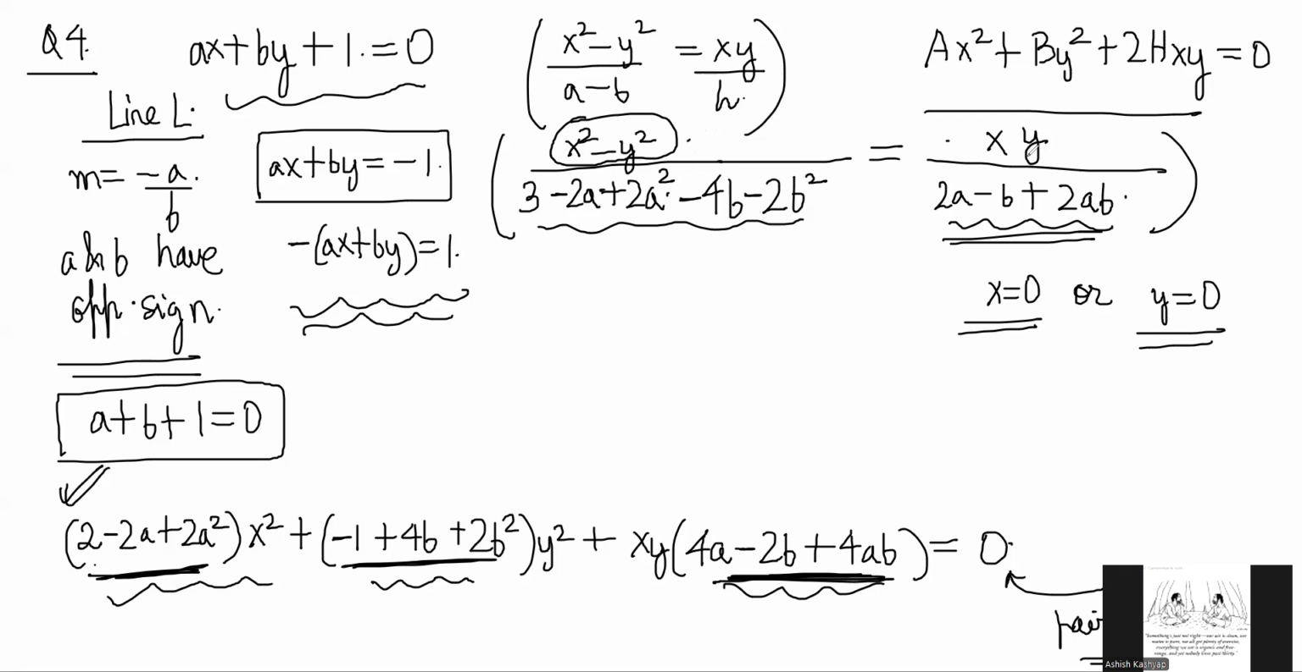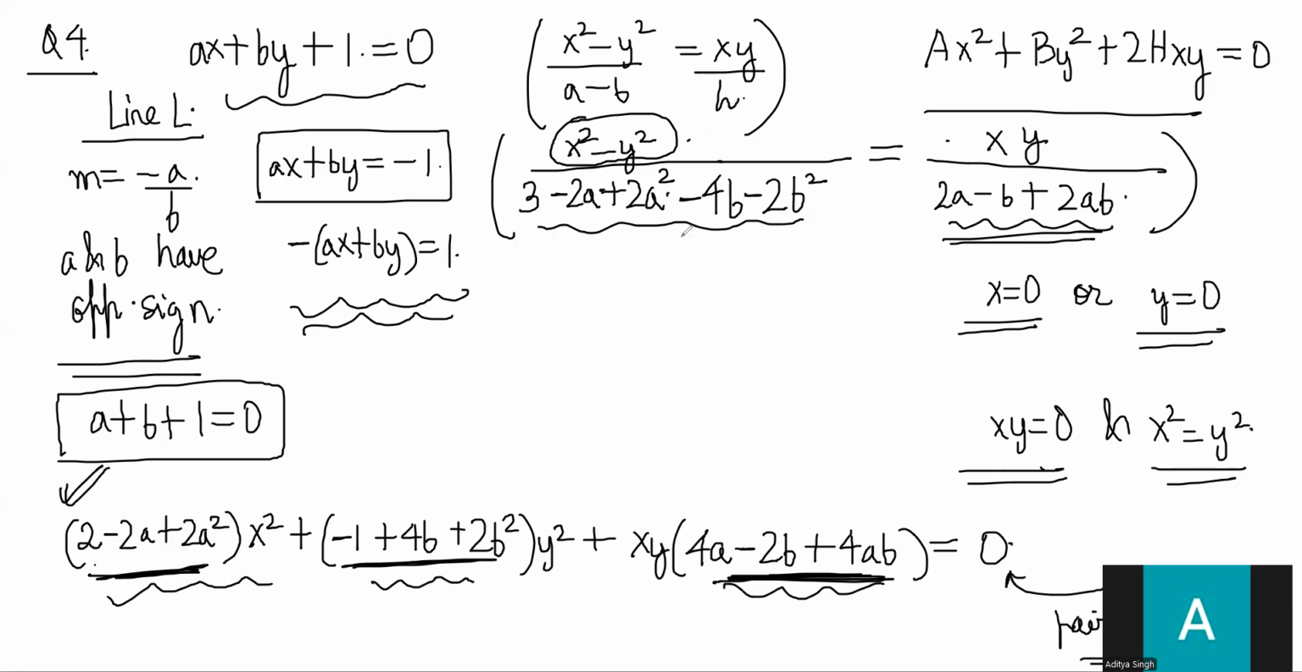If both are 0 together, xy is 0 and x square is equal to y square, then you are guaranteed, no? Do you understand what I'm saying? Yes, sir. So put both of them as 0. You also have this condition. So after that, it's a matter of simplification. You have to find the value of 3a minus b, right? So it should be doable.